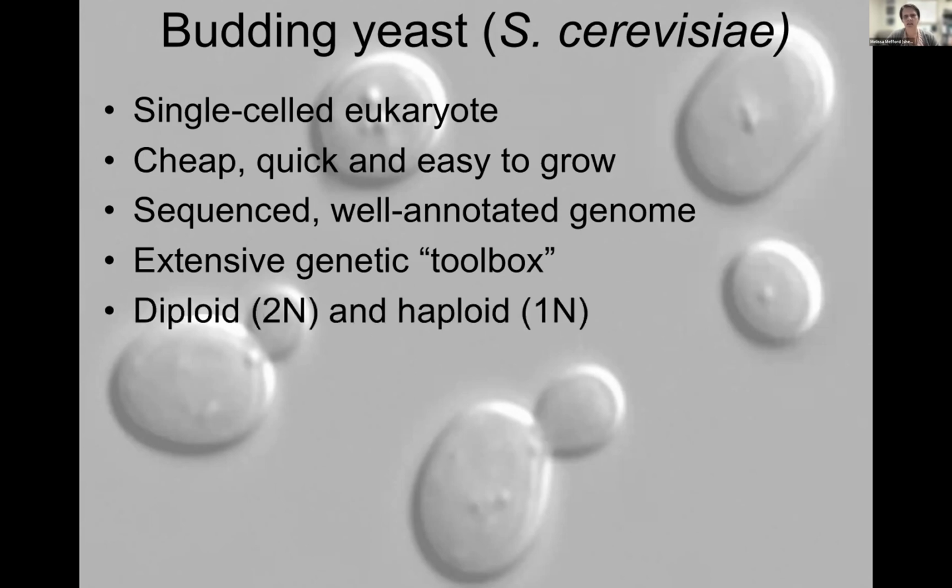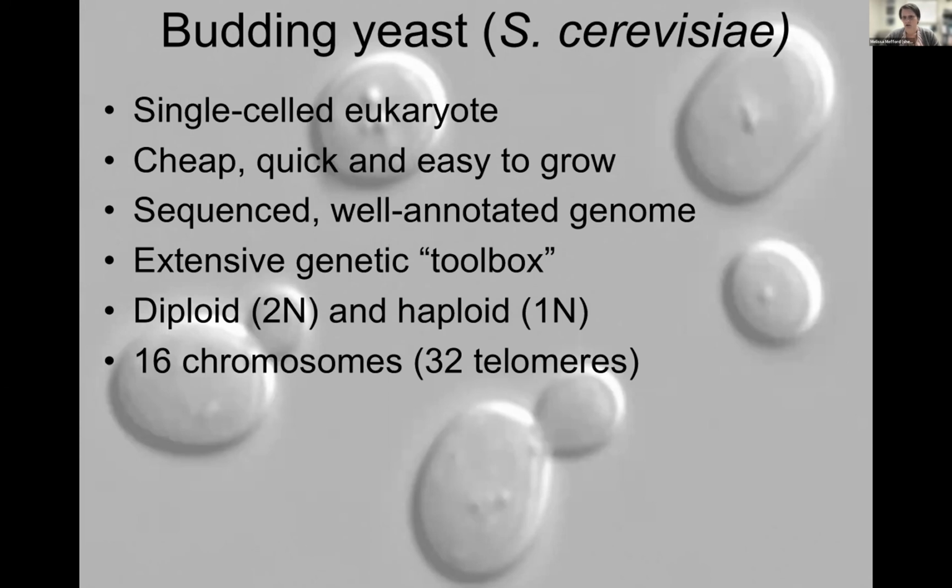It also exists in both a diploid and a haploid state. So the diploid contains 2 copies of all chromosomes like humans. Haploids contain 1 copy of all chromosomes, and those are the strains that we generally are working with in the lab. Makes doing genetics easier. But yeast do have a complex life cycle where 2 haploid strains can mate to form a diploid, and the diploid can undergo meiosis to form haploids. So it has both asexual and sexual reproduction.